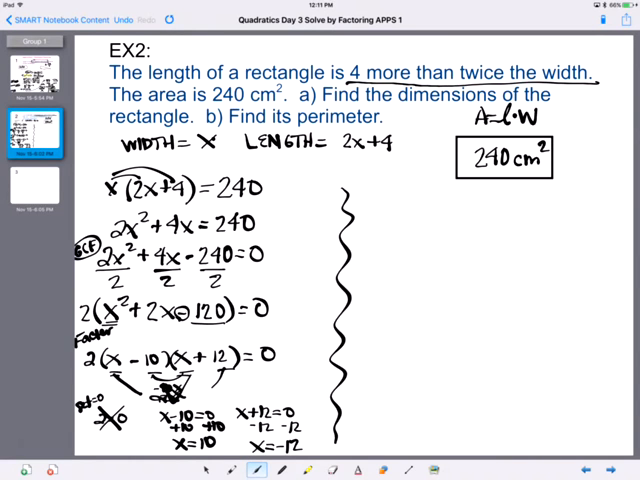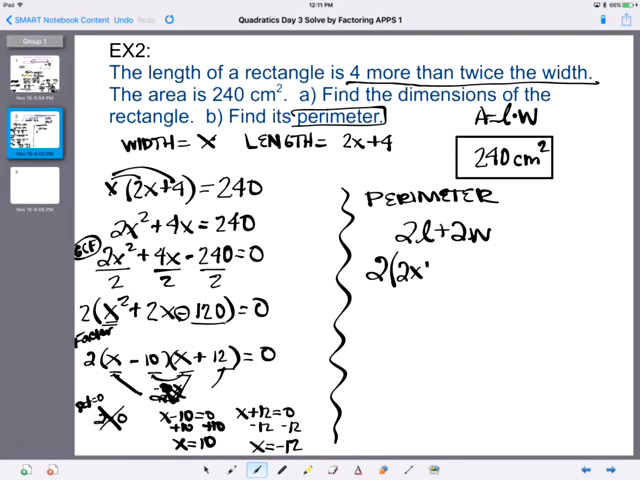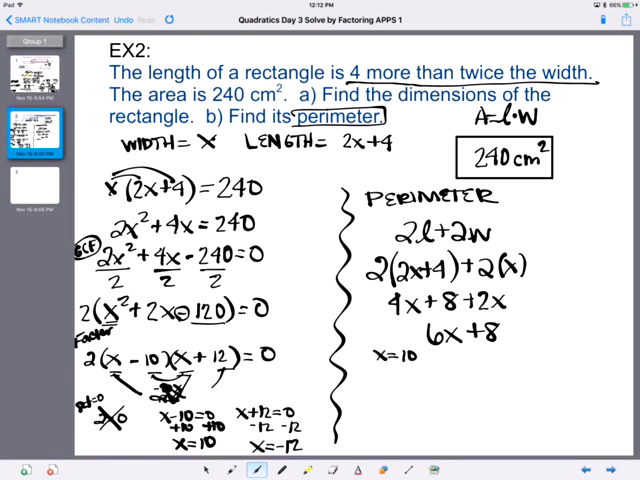First let's find the perimeter. So the perimeter we get from 2 times the length plus 2 times the width. So we can write a polynomial by doing 2 times 2x plus 4 plus 2 times x. So we get 4x plus 8 plus your 2x. The polynomial for our perimeter is 6x plus 8. Now we can evaluate this when x equals 10 and x equals negative 12.